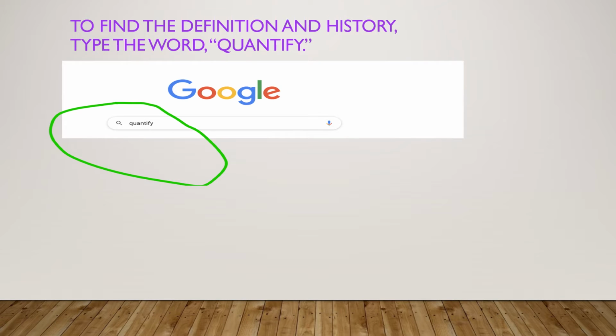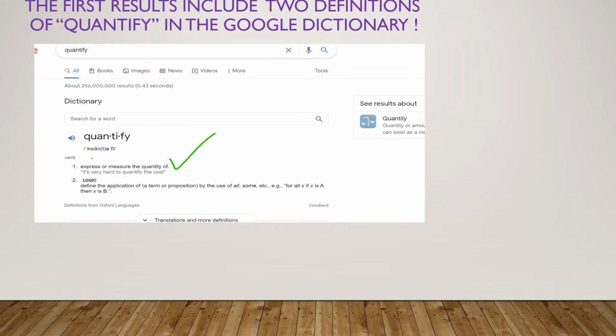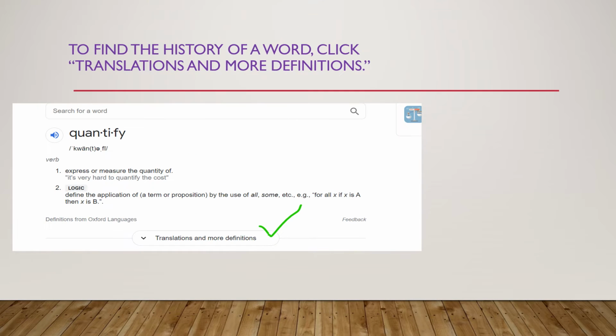Go to Google and type quantify into the search box. Press the enter or return button to view the results of your search. When you look for a definition of quantify on Google, your first two results will be two definitions of quantify in the Google Dictionary. To find the history or origins of a new word, scroll down under the definitions from Oxford Languages and click Translations and More Definitions.